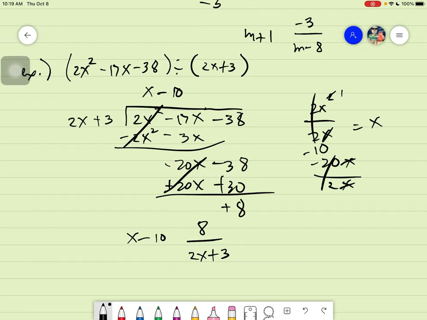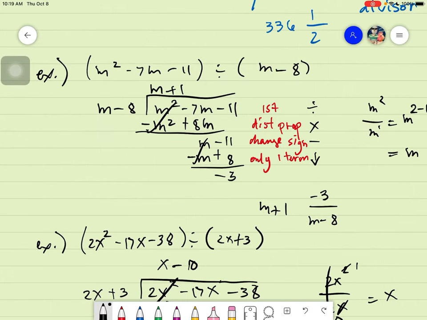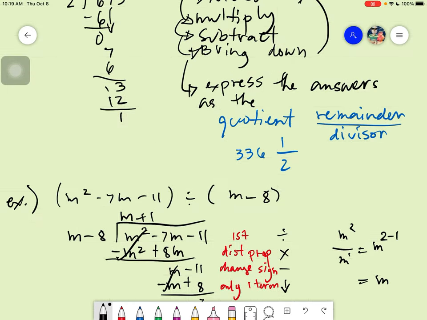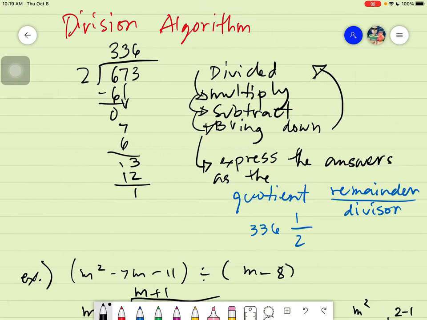There's no other more examples. Mangyayari na lang dyan is we will have longer polynomials, but the rules will not change. Okay po? The rules will not change. It's continuous. It's a division algorithm. That's why it's called an algorithm, because the process is repeated up until you arrive at a certain conclusion. Okay? Which is, of course, your quotient.